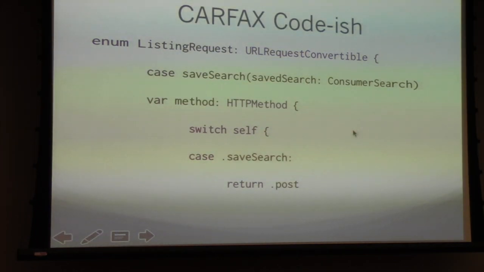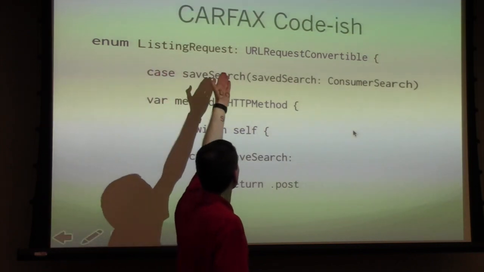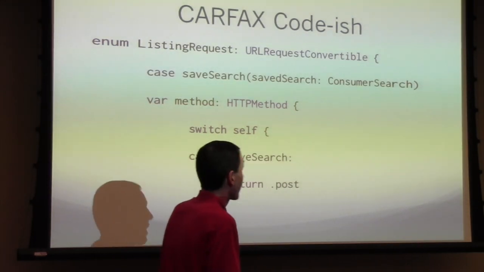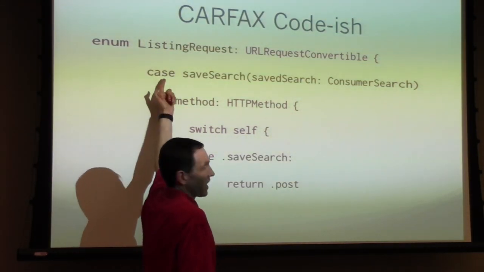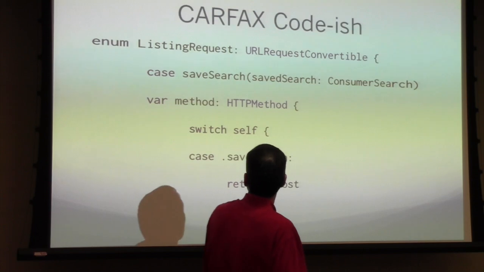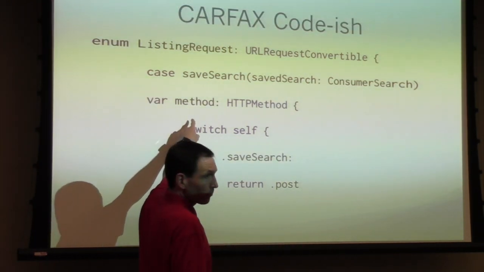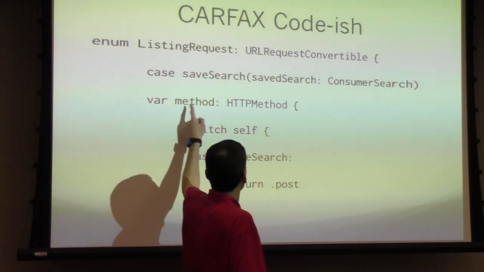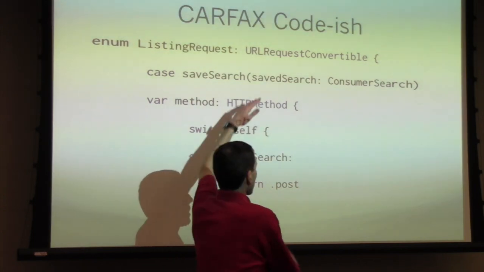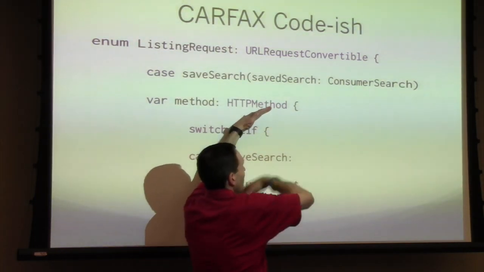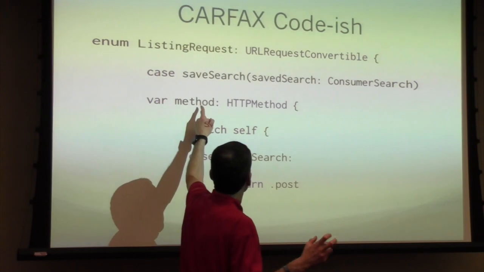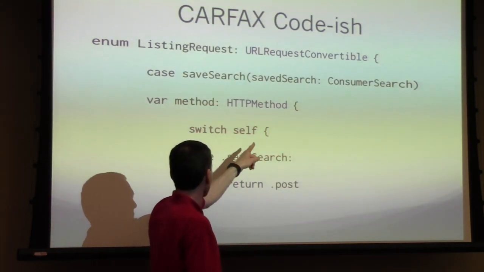Now we're almost done. This is a Carfax example I just want to show you. Here's an enumeration. It is inheriting from another enumeration, so the enumeration has an inheritance. Here's a case that we understand, and for this case, it has associated values. Here's a property, which is similar to an attribute in other languages. The type associated with this property is HTTPMethod. This is a computed value. This is a bunch of code that will run whenever someone calls this property. So switch, self, all that jazz.